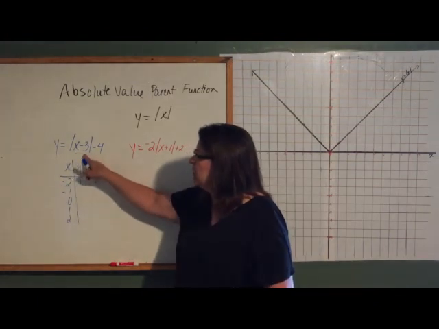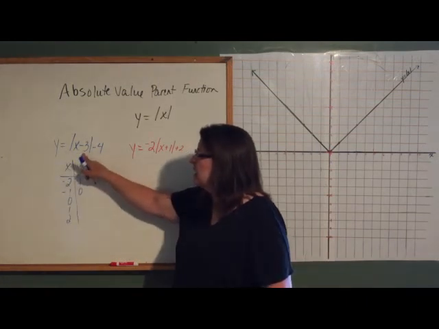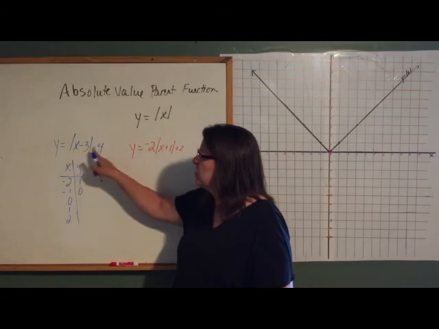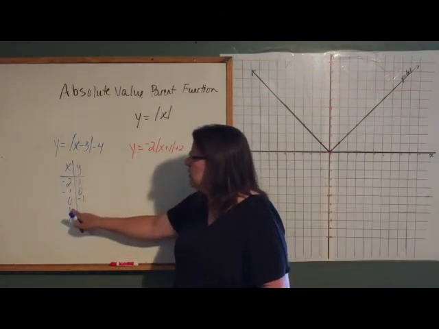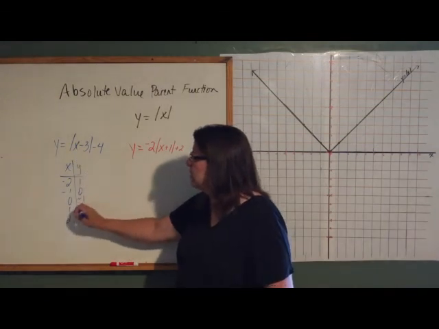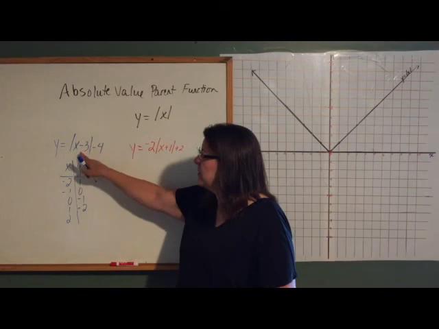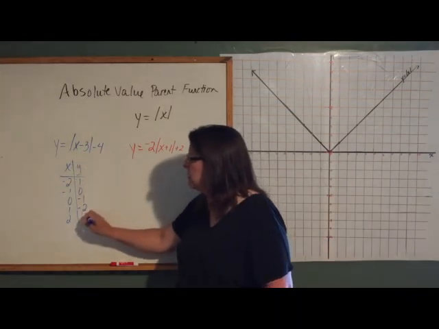-1 minus 3 is -4. Absolute value of -4 is 4. 4 minus 4 is 0. 0 minus 3 is -3. Absolute value of -3 is 3. 3 minus 4 is -1. 1 minus 3 is -2. Absolute value of -2 is 2. 2 minus 4 is -2. 2 minus 3 is -1. Absolute value of -1 is 1. 1 minus 4 is -3.